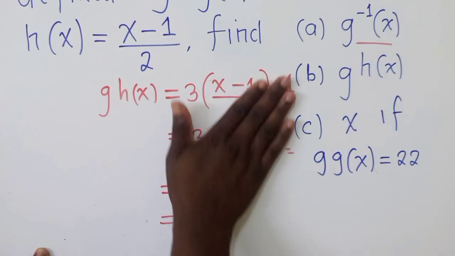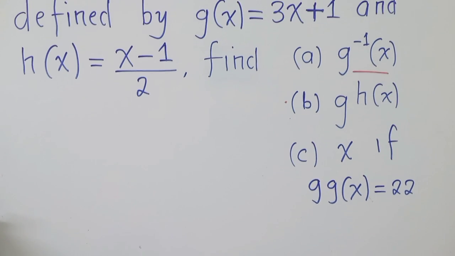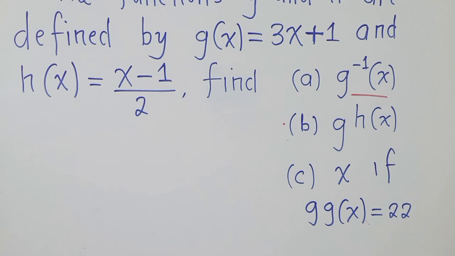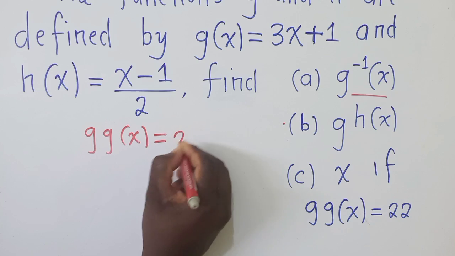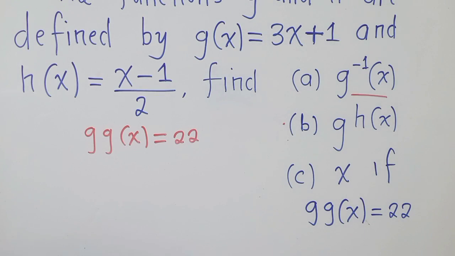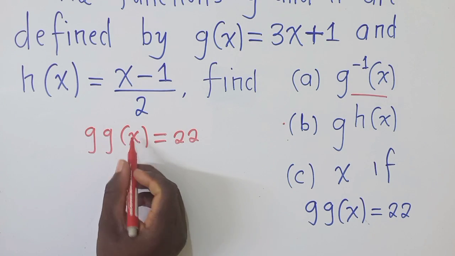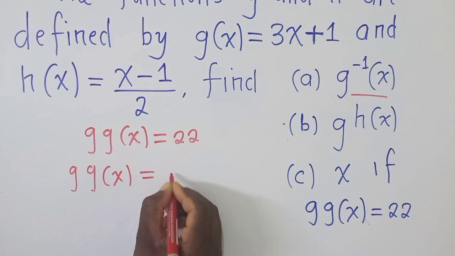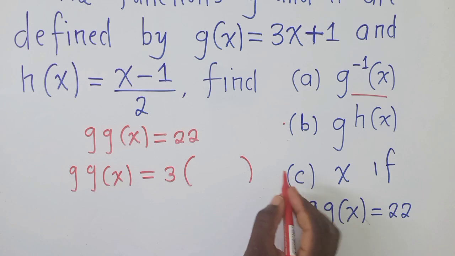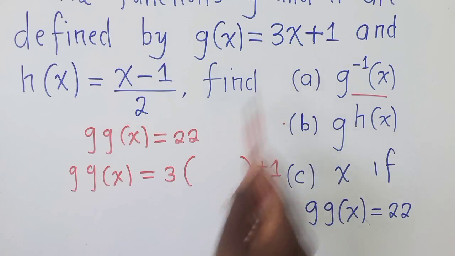Let's go to question C. So for question number C, they've given us a condition. So they're saying g of g of x is equal to 22. So they've given us that 22 to be equal to g of g of x. So meaning you're going to get this function g and then it will swallow itself. So let's do this. g of x is equal to 3, leave the brackets, and then you say plus 1. So you can see the same function, the g function, where there's x here, you skip.